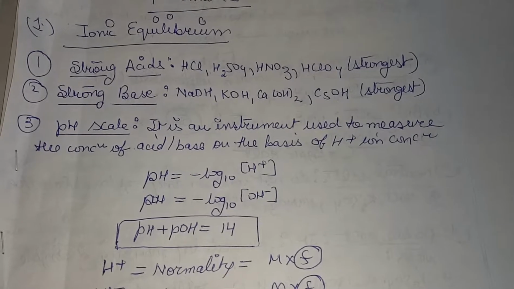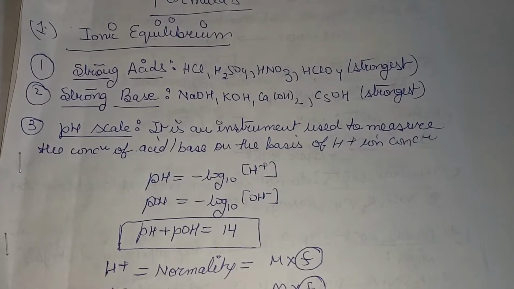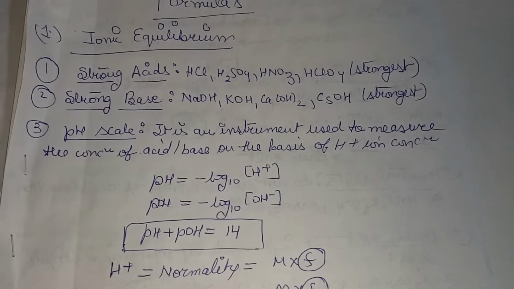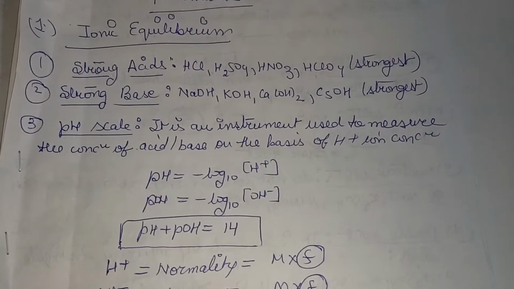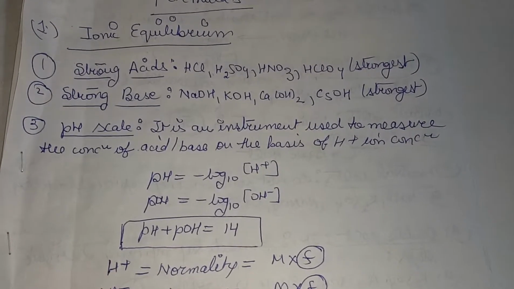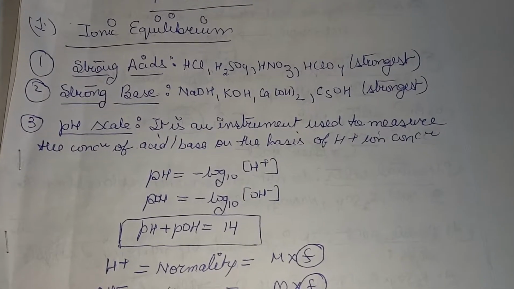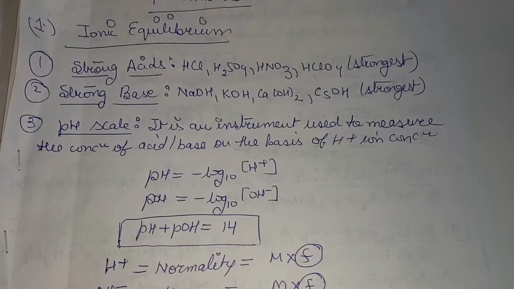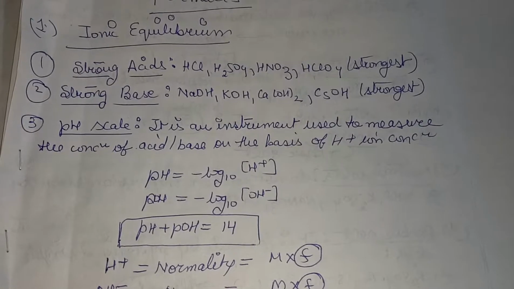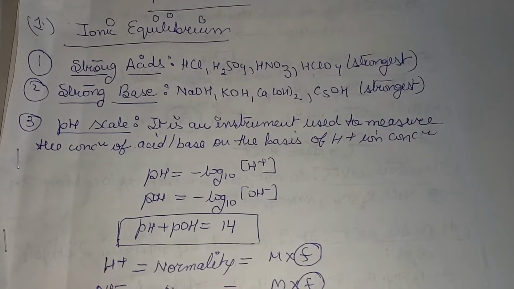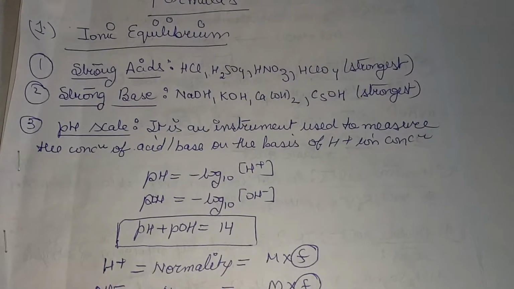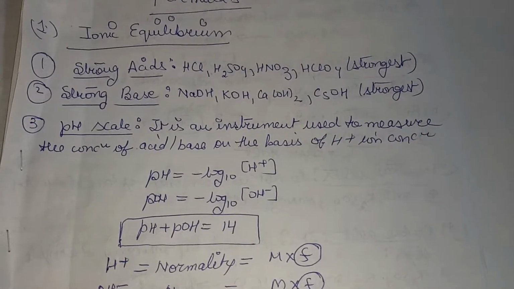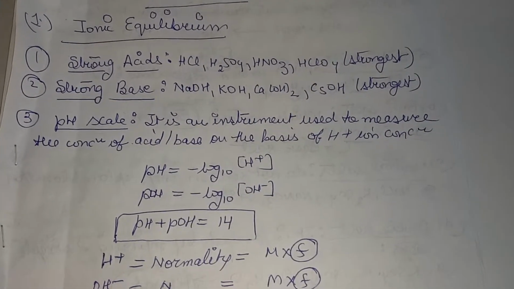What are strong acid and strong base? What are examples of a strong acid and strong base? HCl, hydrogen chloride, sulfuric acid, nitric acid, and HClO4. These are examples of strong acids, and the strongest acid among these is HClO4. HCl is also a strong acid, H2SO4 is also strong, HNO3 is strong, but the strongest among them is HClO4.